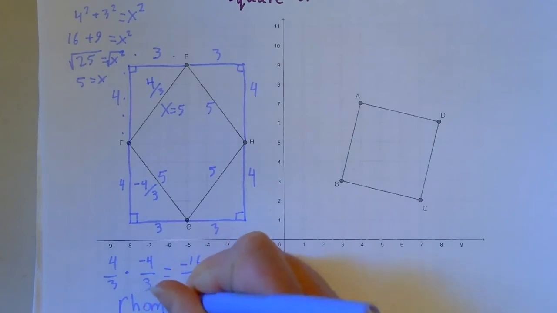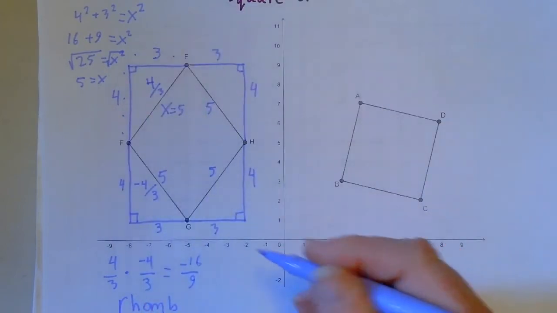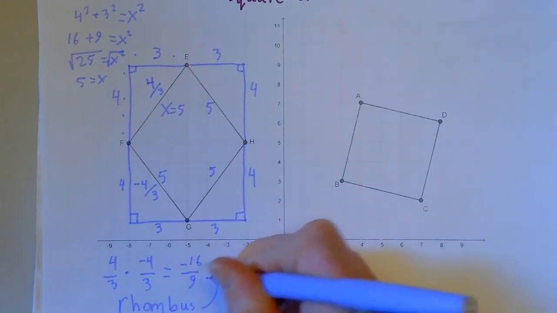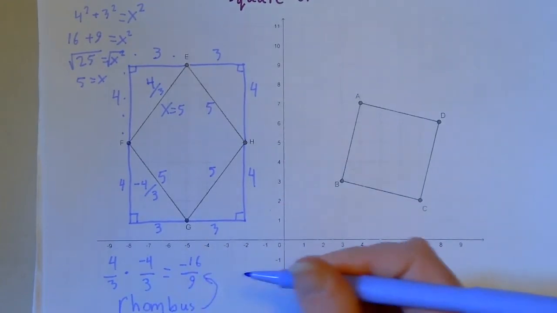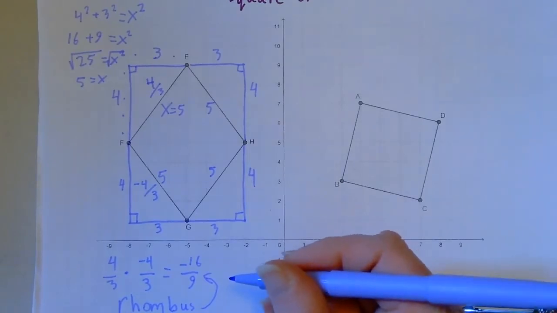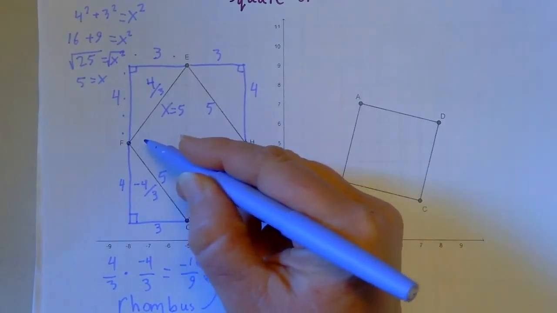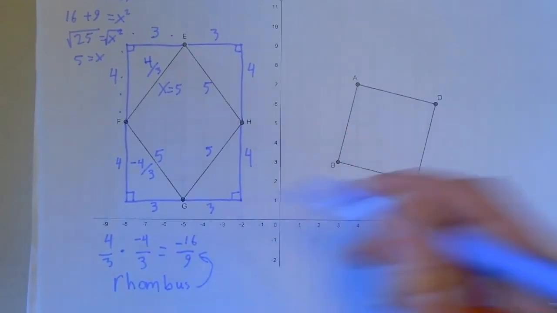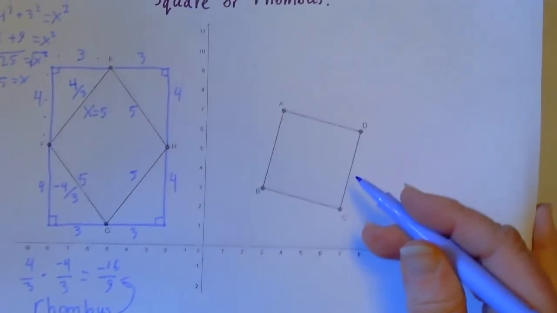All of the sides are the same. I've proven all the sides are the same length. But it's not a square, because the slopes aren't perpendicular, so this angle isn't 90 degrees, and so it's not a square, it's a rhombus. So now I'll do the same thing over here.